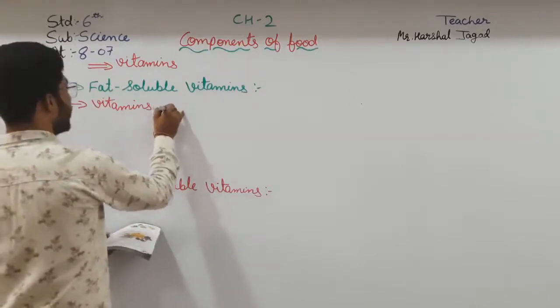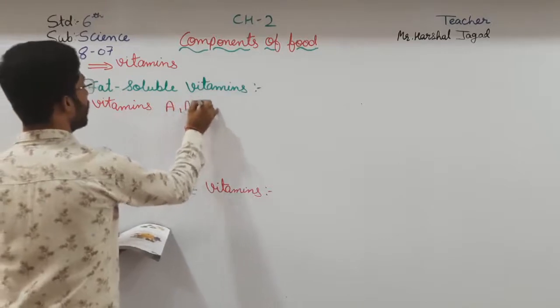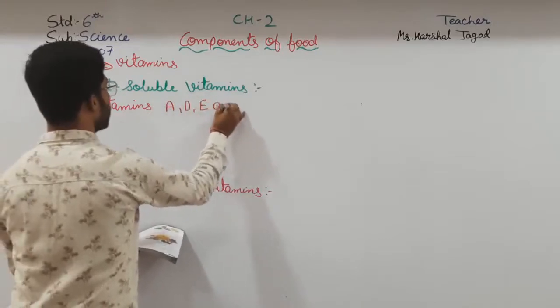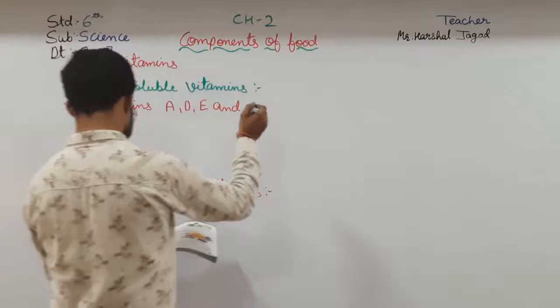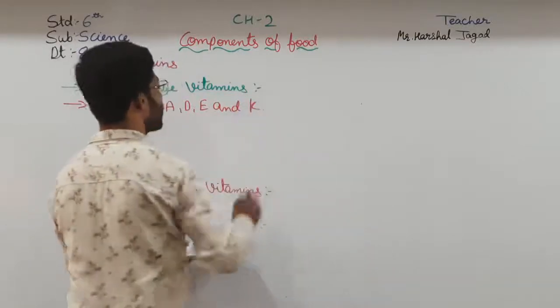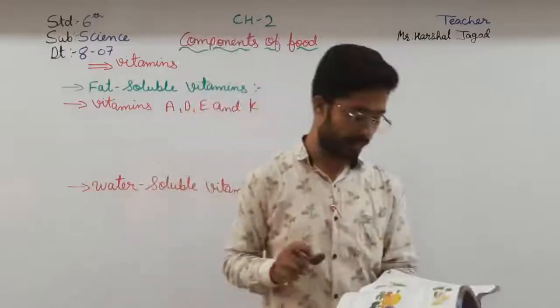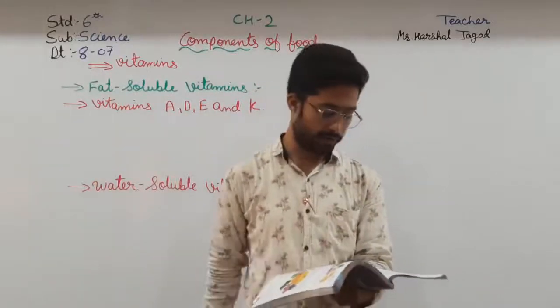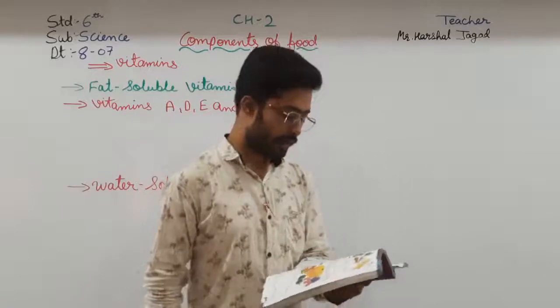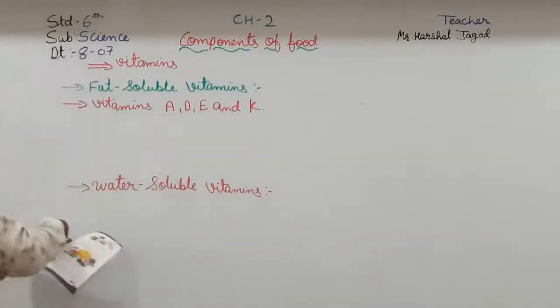Vitamin A, D, E and K. These are the fat soluble vitamins and they are present in the fat tissues of the body. Okay, stored in the fat tissues of the body.